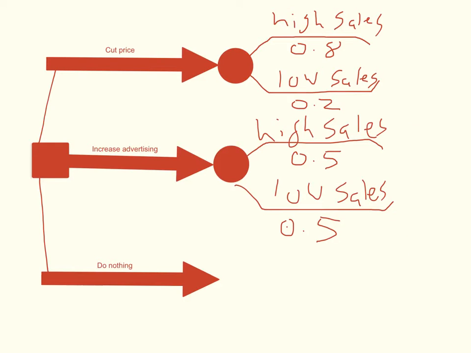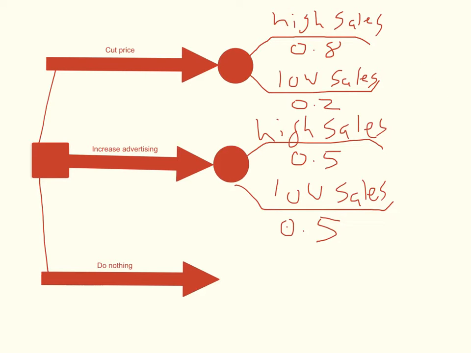So we have 80% chance of high sales, which is therefore 20% of low. We've got 50% of high sales, which has obviously then got to be 50% low sales, because these two should always add up to 1. So, where we have the probability of high sales and low sales occurring for each one, on a decision tree you will be given the actual figure for what the high sales figure might be and what the low sales figure might be.